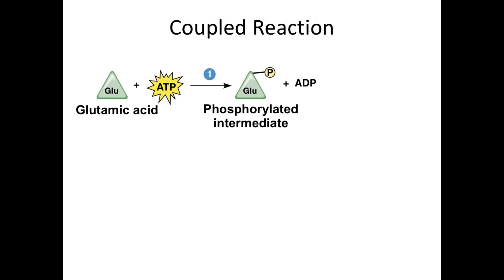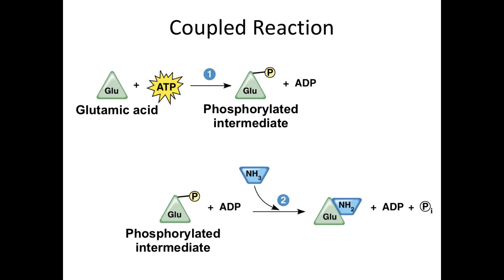Instead, we can complete the reaction in several steps and couple the reaction with a different reaction. In this case, hydrolysis of ATP. ATP is hydrolyzed and the inorganic phosphate is added to glutamic acid. This creates a phosphorylated intermediate. This phosphorylated intermediate is then able to release the phosphate and use that energy to bind to ammonia.